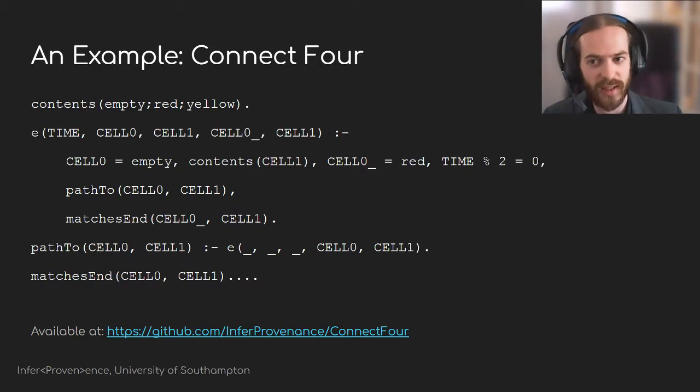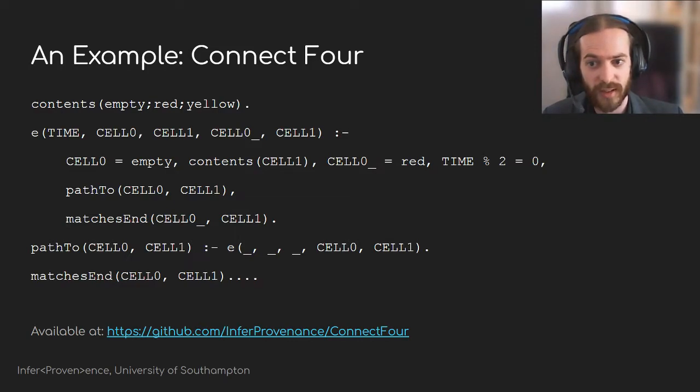First, we begin by saying that the contents of any cell are either empty, red, or yellow. We can then say that there is a transition between two states of play if there is a time, a start state, and an end state, denoted in this case by cell 0 and cell 1, and cell 0 prime and cell 1. So the first part of this rule is to say what defines a valid transition.